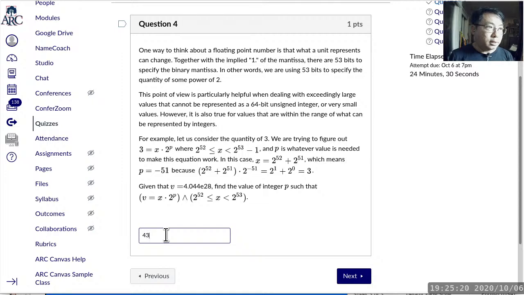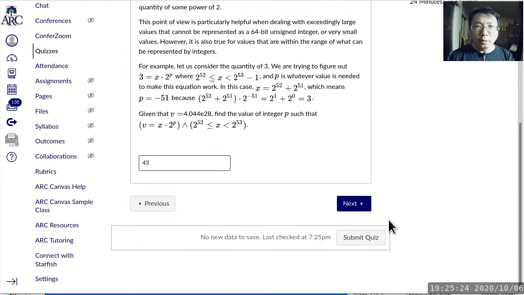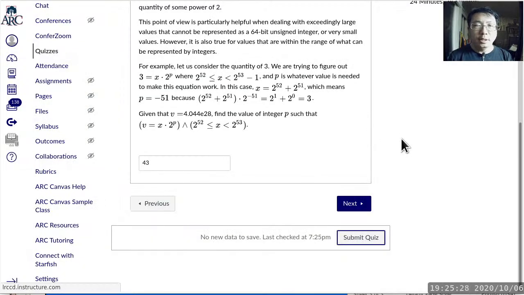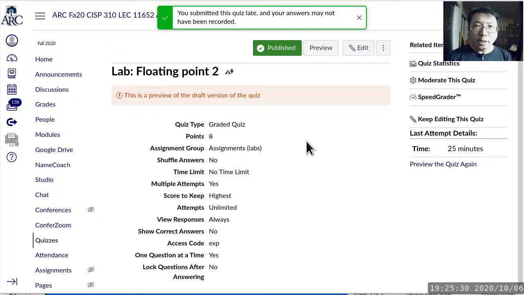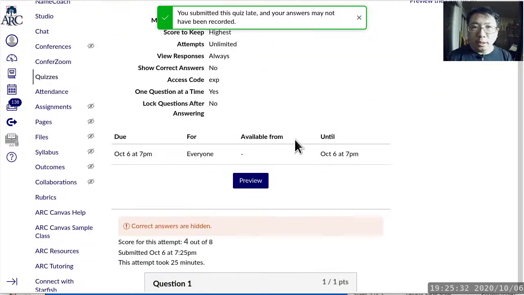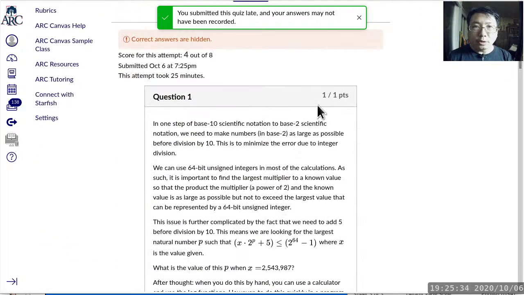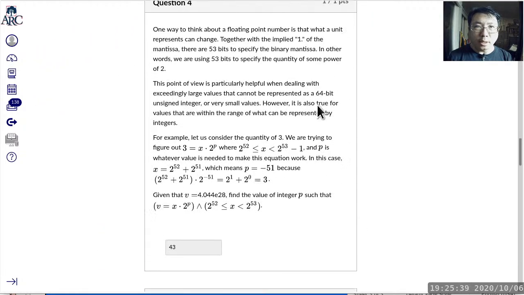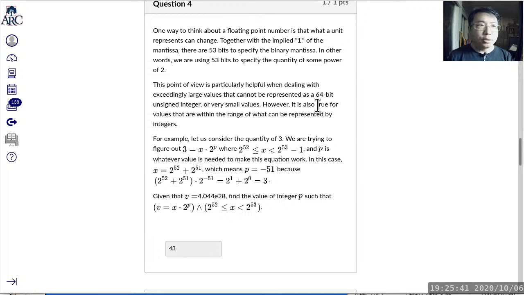Looks like it. All right, so I'm just going to submit, knowing that I did not answer four of the questions. And let's check the answer. Yep, so I got 1 out of 1, 1 out of 1, 1 out of 1, and 1 out of 1. Okay, that's good enough for me.